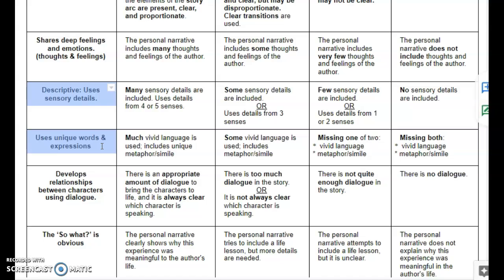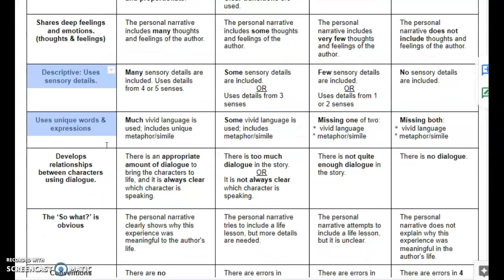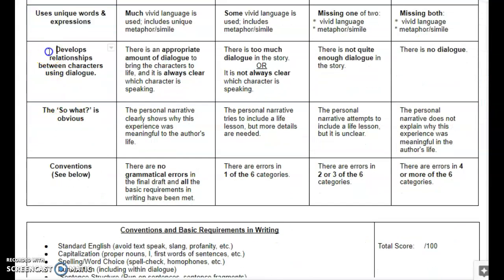Simile and metaphor, right? Comparisons, using like or as, that's a simile, or not using like or as, that's a metaphor. So we did this stuff already. If those aren't in your narrative already, go through and find places where you can add them here and there. This one is about dialogue.